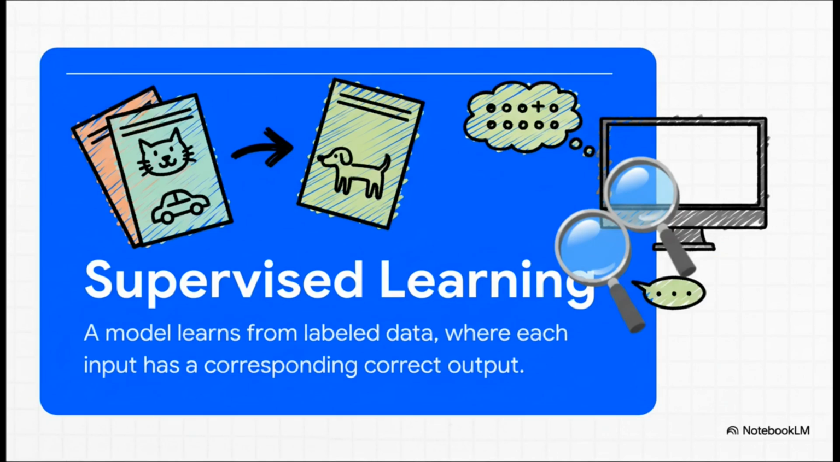Honestly, the best way to think about it is like teaching a computer with flashcards. You show it a picture, that's your data, and you tell it, this is a cat. That's the label. You do this thousands, maybe millions of times, and eventually the machine starts to see the patterns all on its own. It's learning, because we're supervising it with all the right answers.